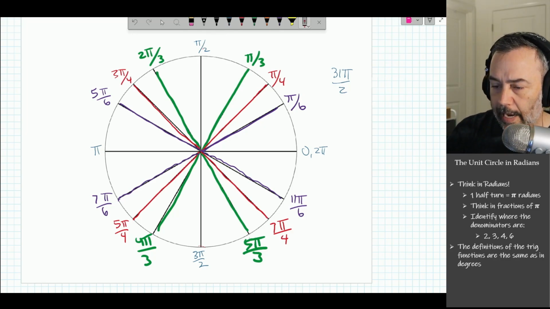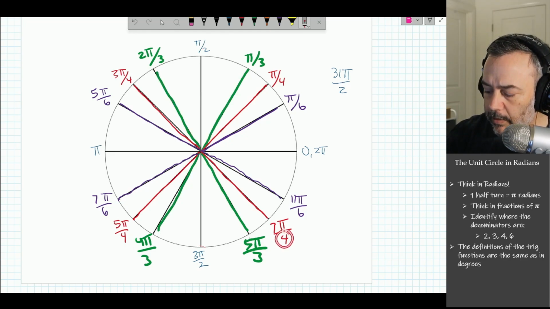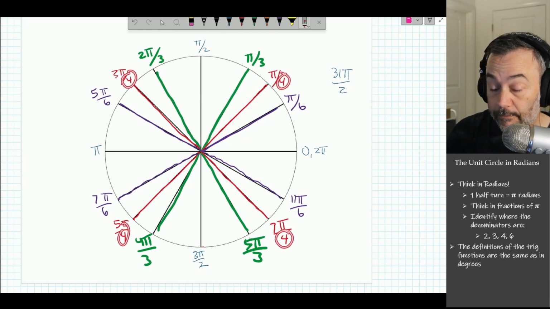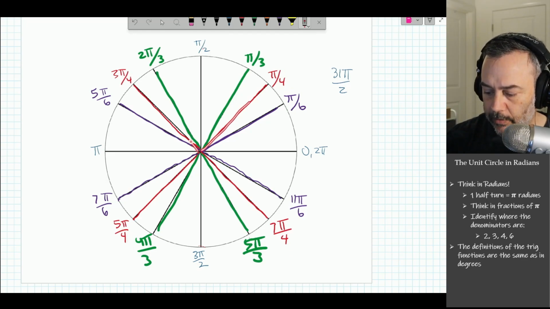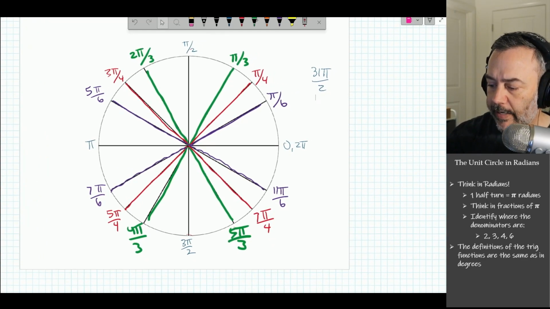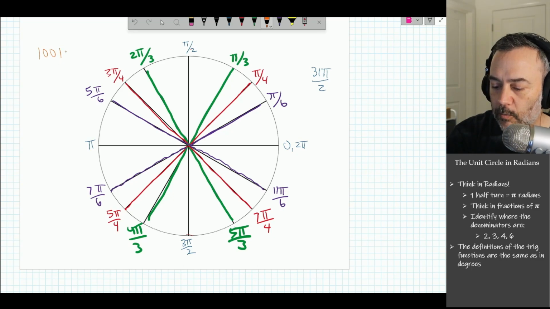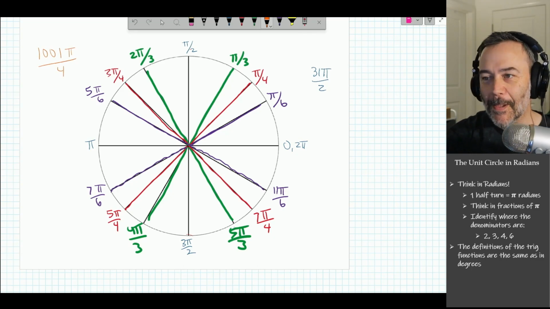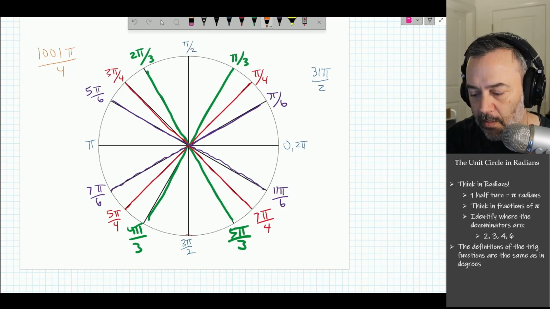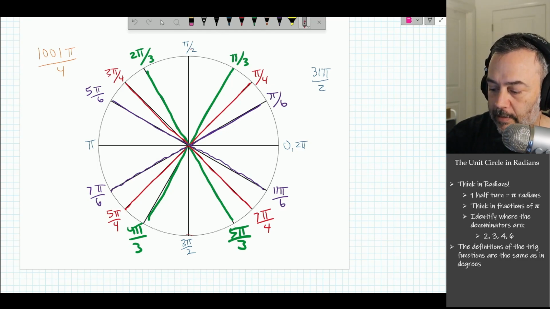If you get an angle that has a denominator of 3, then it has to land on one of these green rays. If you get a denominator of 4 in your angle, you know it's on one of the diagonals. So even if I have an angle that's like, how about 1001 pi over 4? I know that lands on one of these 4 diagonal rays.